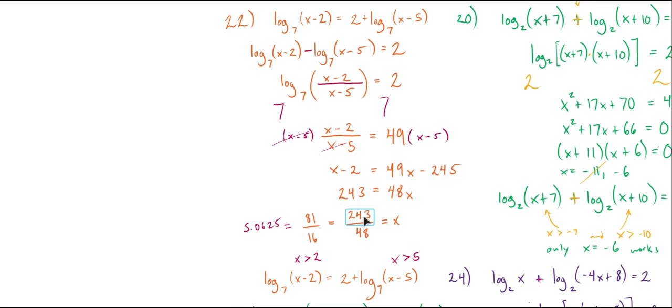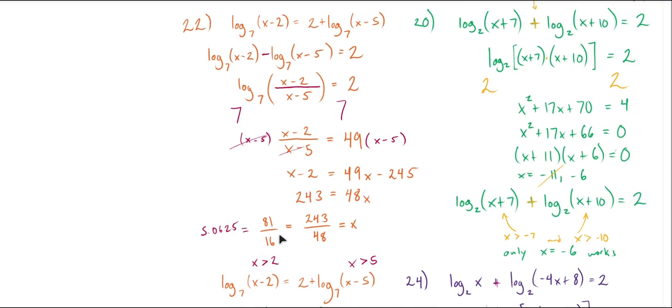It turns out that 243 divided by 48 does reduce by dividing by 3 into each one, and that gives us 81 over 16, or 5.0625. This number is indeed greater than 5, and that means it also, for free, satisfies that it's greater than 2. So we have a valid answer in 81 over 16.